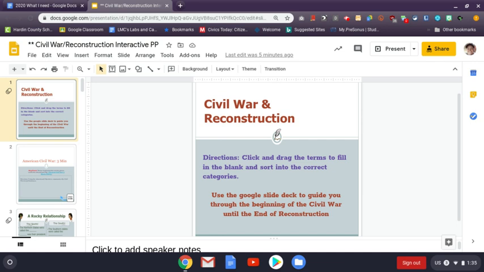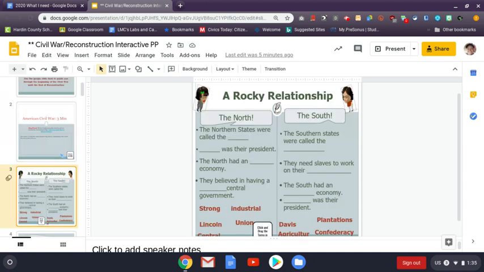So what we're doing here is I am going to be going through this interactive PowerPoint. So that means the directions for this are you are going to click and drag the terms to fill in the blank and sort into the correct categories. Now let me show you an example of what that means before we start.